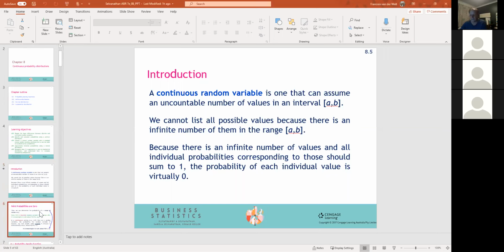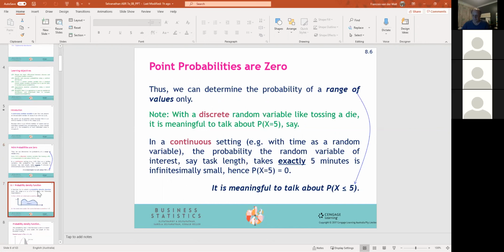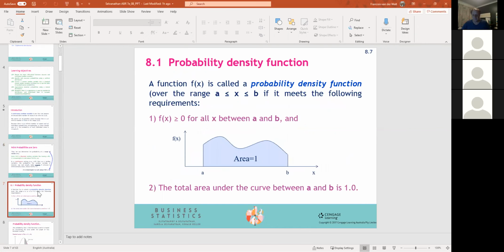That it will take you exactly 5 minutes, 3.002 seconds, the probability of that is 0. So with a continuous variable, the probability of a particular value is 0. But on the other hand, you can calculate the probability of something happening between, say, 5 minutes and 10 minutes. I can calculate that. But the probability of you getting here at exactly 9 minutes, 3 seconds is 0.